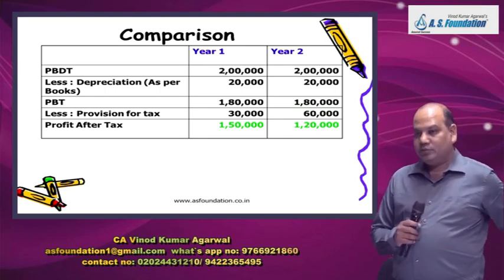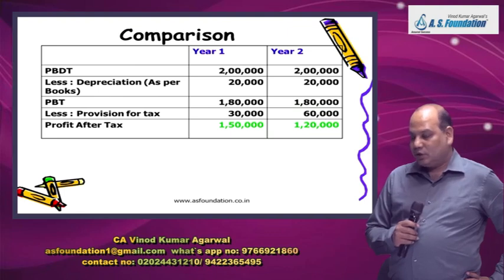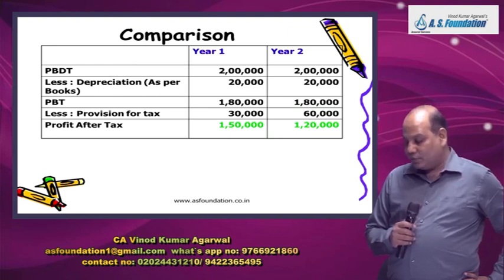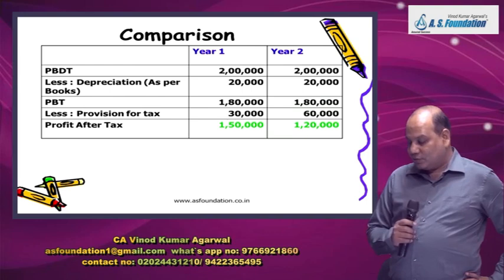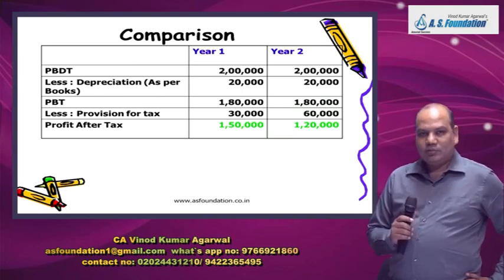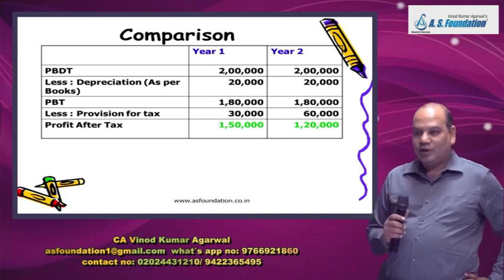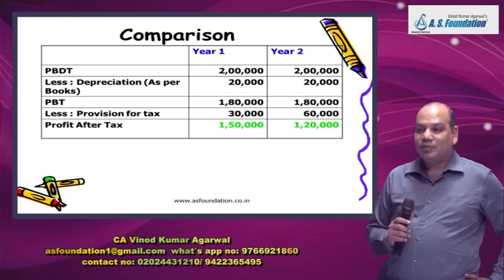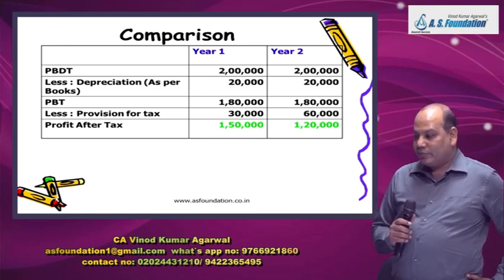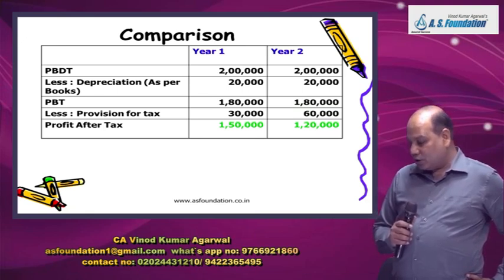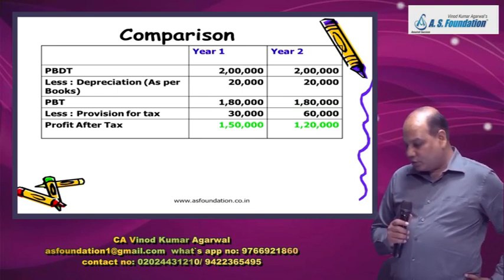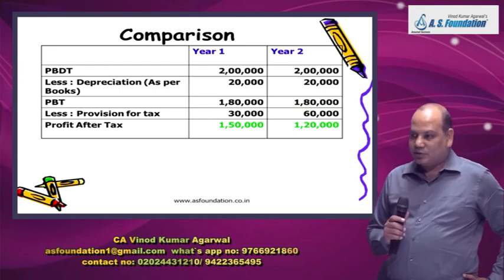Shareholder is worried. Why is he worried? If you are a shareholder and you are not an expert in accountancy, you would normally look at the last line, the bottom line. You are not interested in what is written above. You are interested in the bottom line. You will only understand that last year's profit was 1,50,000. This year's profit is 1,20,000.